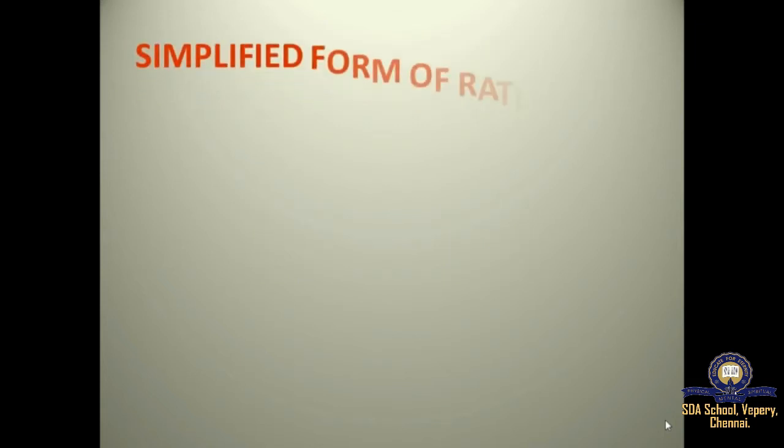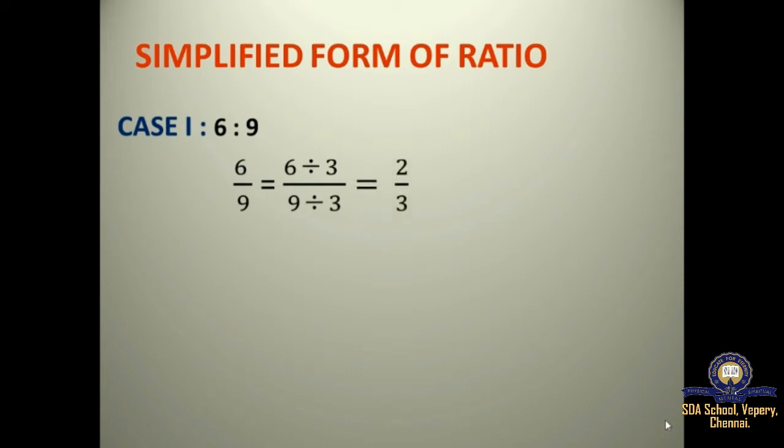If we see the simplest form of both ratios, in the first case it is 6:9. We represent it in fraction form, that is 6 divided by 9. Since 6 and 9 are divisible by 3, on simplifying both values by 3 we get 2 by 3. When you divide 6 by 3, you get 2, and when you divide 9 by 3, you get 3. So the simplified ratio of Aman's chocolates to Arav's chocolates is 2 by 3, that is 2:3.